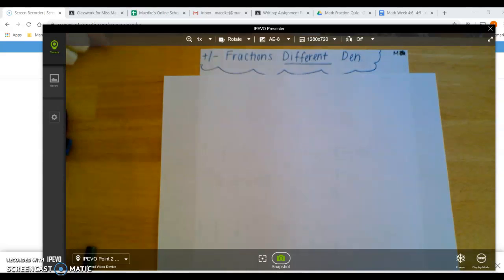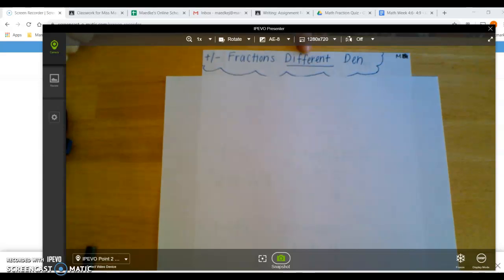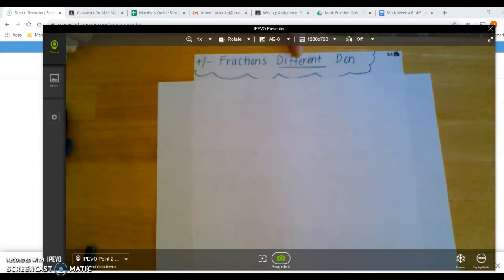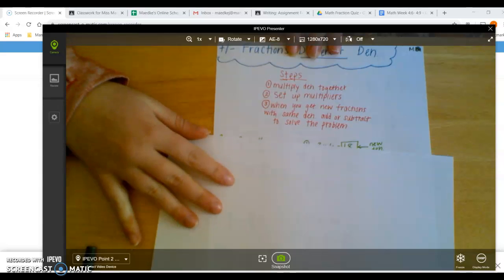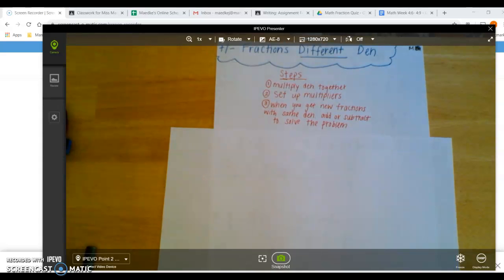All right, fifth graders, your second thing you are going to work on today is adding and subtracting fractions with different denominators. So remember, you always have to have the same denominator when you are adding and subtracting. So here are your steps to remember before we look at some examples. To get your new denominator, you're going to multiply the two denominators in your problem together.